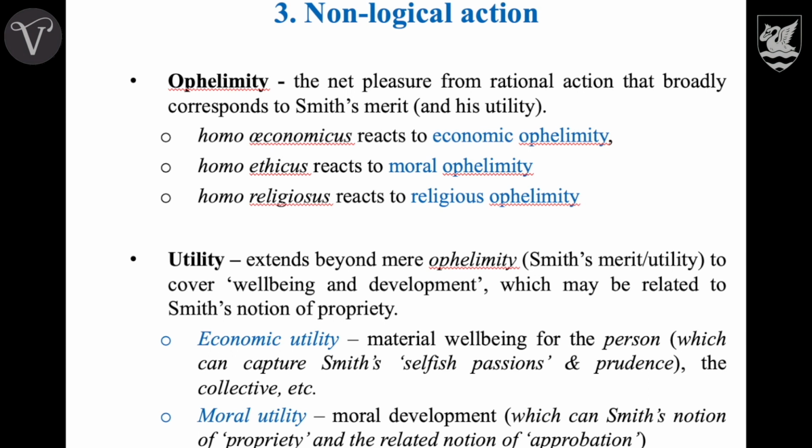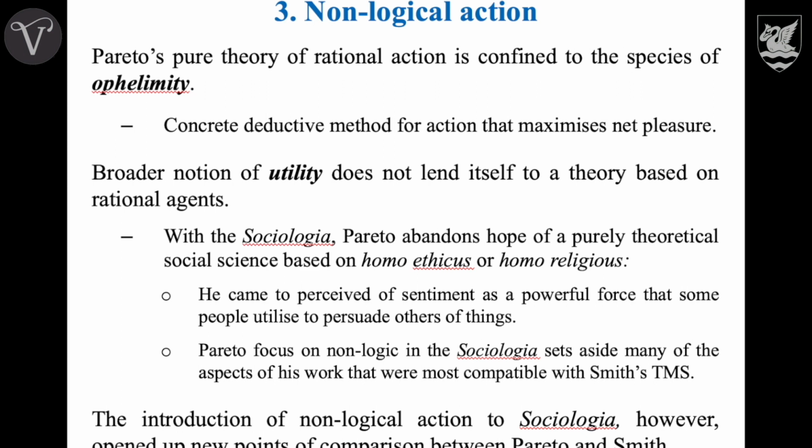Pareto's pure theory of rational action is confined to ophelimity. Utility doesn't lend itself to theory. With the Sociologia, there's a change in Pareto. It's one of those theorists you need to look at the development of their ideas. He abandoned the idea of having a rational study of Homo economicus and Homo religiosus because he doesn't believe that the method, the concrete deductive method, where you have a postulate and logical deduction from it, you get the solution and you try and verify that by observing what's in society. He doesn't believe that it holds.